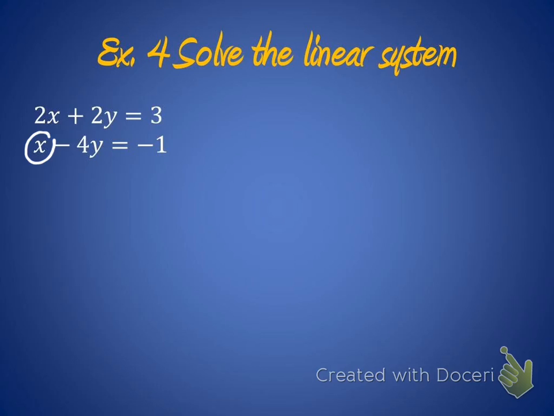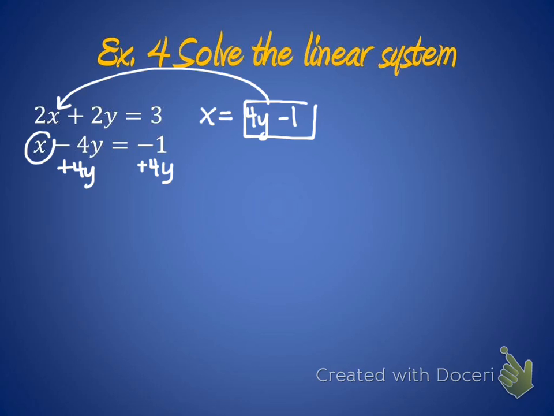Because all I need to do is what? Subtract 4y. No, add. Add 4y, because 4y is negative. So I add 4y, and I get x equals 4y minus 1. Now I know what x equals. So what I'm going to do is I'm going to take this 4y minus 1, and I'm going to plug it in my top equation for x.